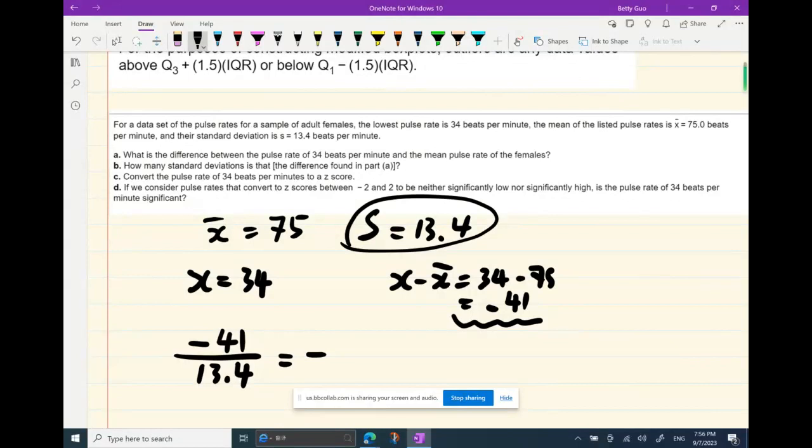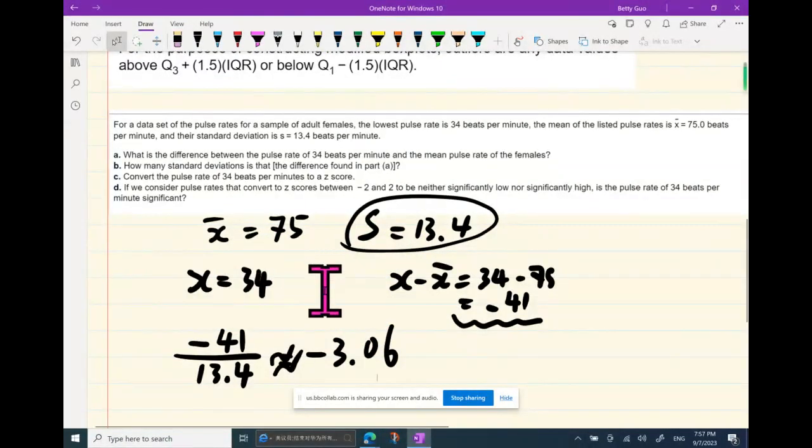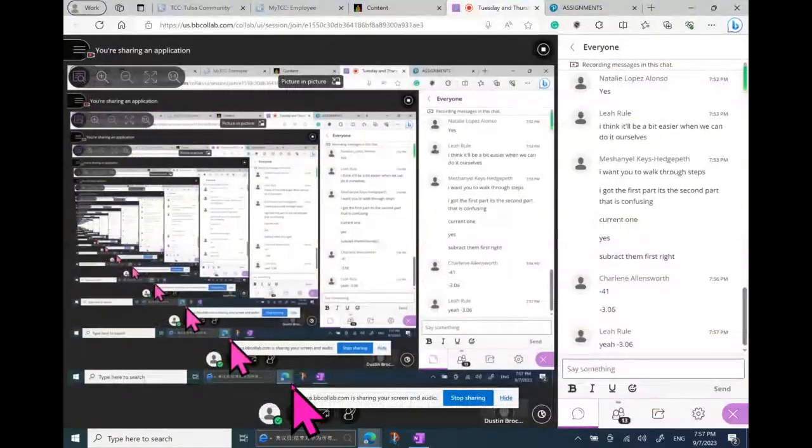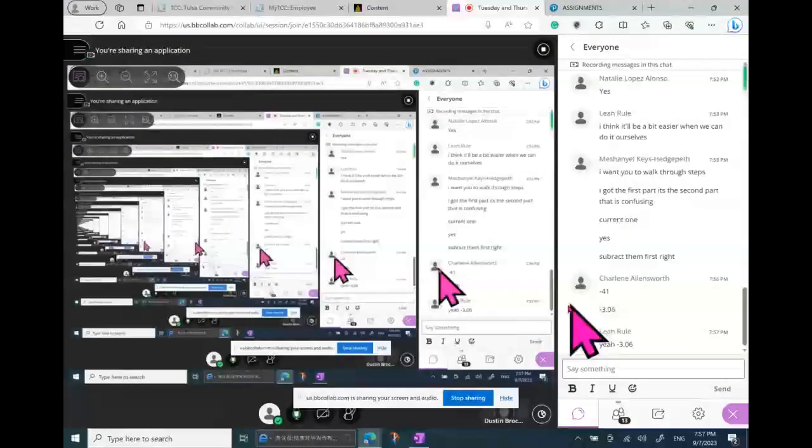Hold on. 41 divided by 13.4, I got approximately, it depends on the rounding. The question will tell you how to round it later when you go to part B. It is approximately negative 3.06. That means the pulse rate is very, very low, significantly low. How low is it? More than 3 standard deviations lower than the average. Yeah, Leah, correct. Very good. Mimi, do you understand that?